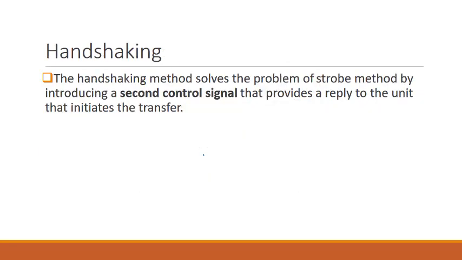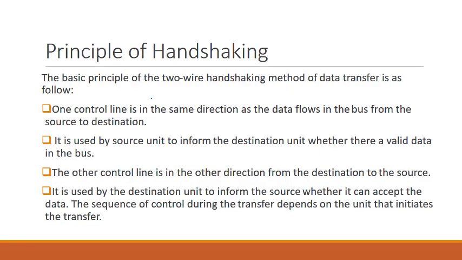What is the handshaking method? The handshaking method solves the problem of the strobe method by introducing a second control signal that provides a reply to the unit that initiates the transfer. So how does handshaking work?